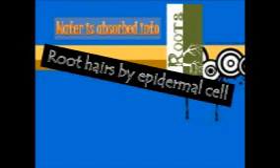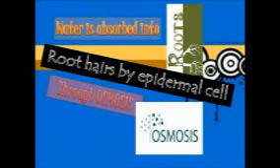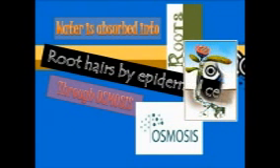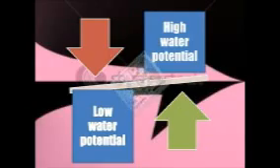Water is absorbed into root hairs by epidermal cells through osmosis. In osmosis, water moves from high water potential to low water potential for equilibrium.